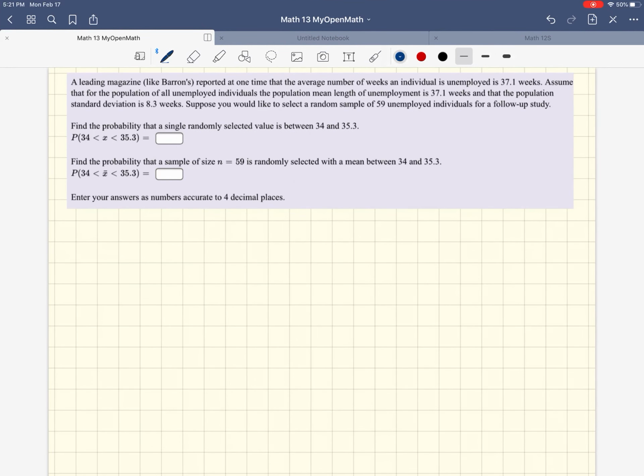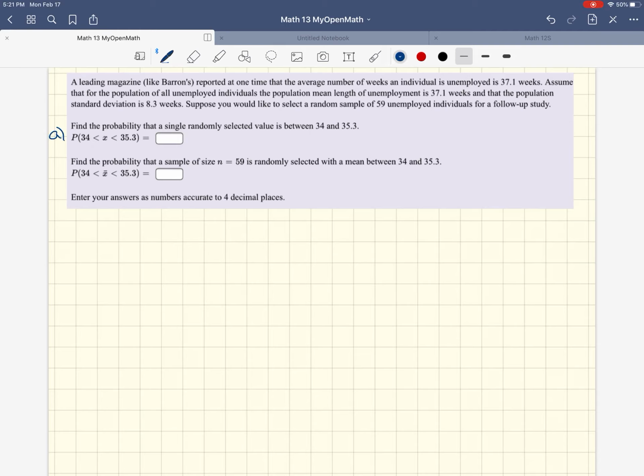A leading magazine, like Barron's, reported at one time that the average number of weeks an individual is unemployed is 37.1 weeks. Assume that for the population of all unemployed individuals, the population mean length of unemployment is 37.1 weeks, and that the population standard deviation is 8.3 weeks. Suppose that you would like to select a random sample of 59 unemployed individuals for a follow-up study.